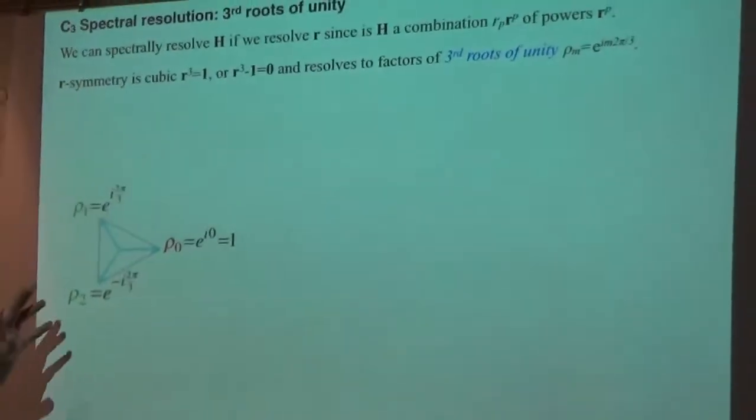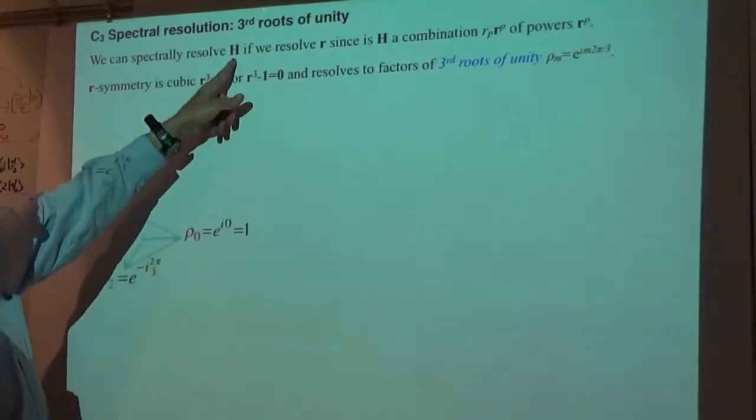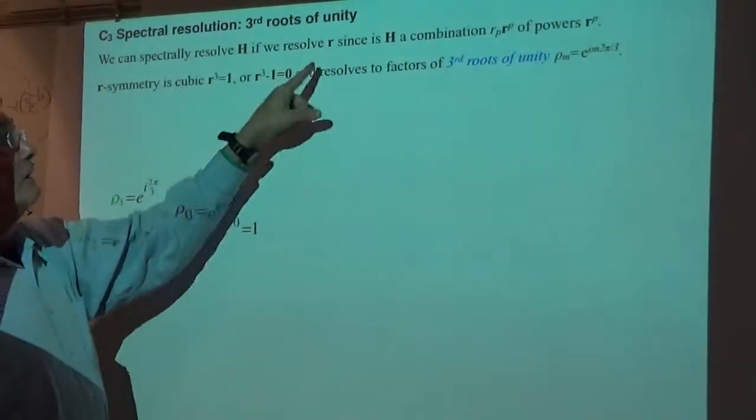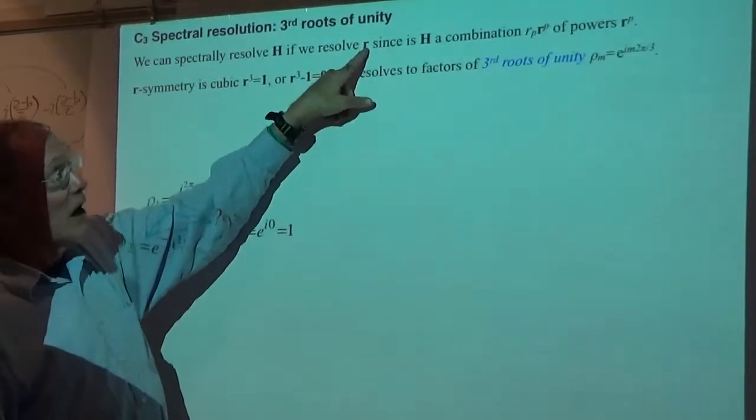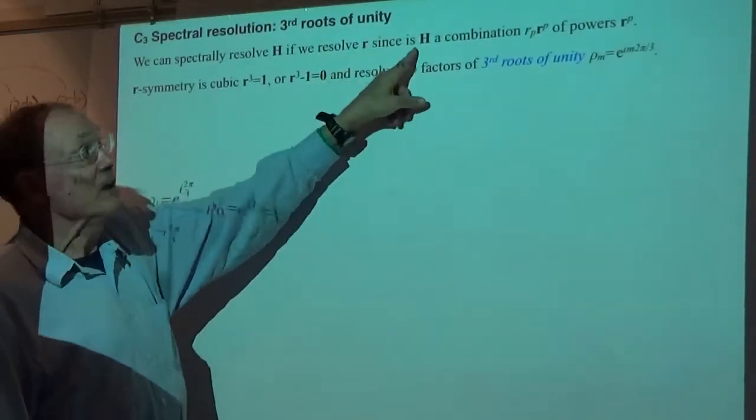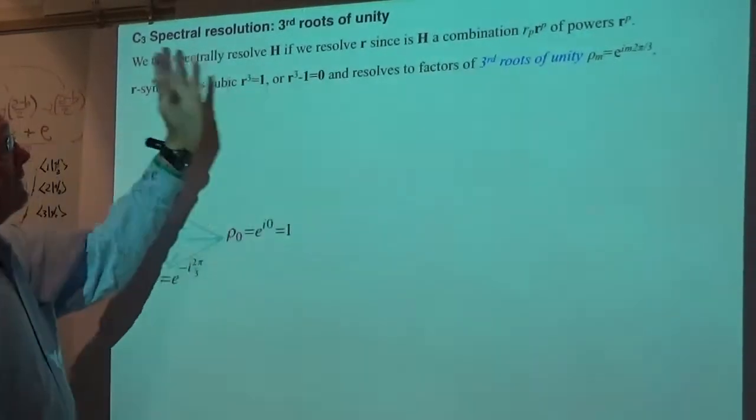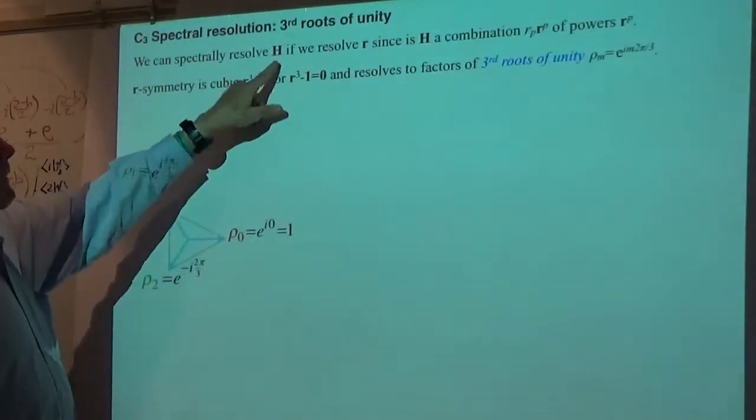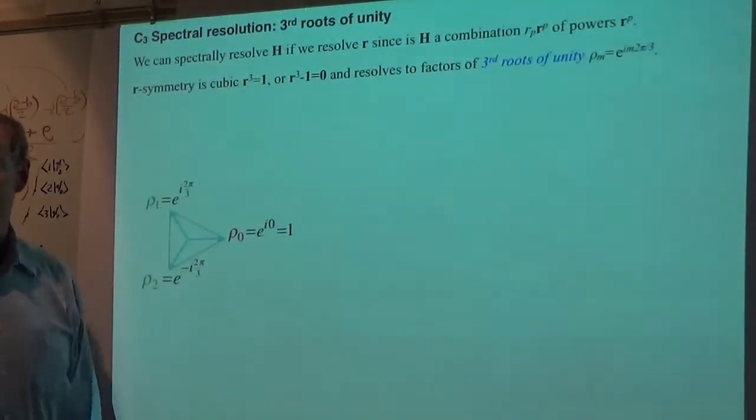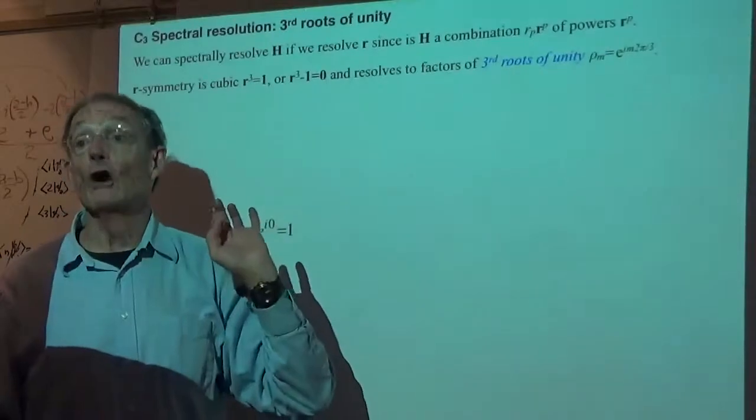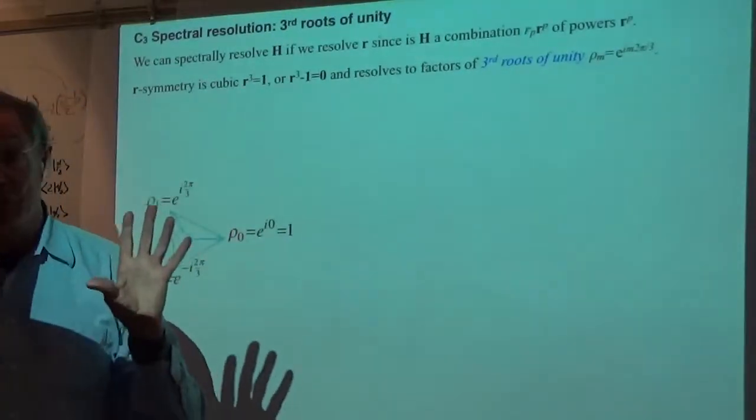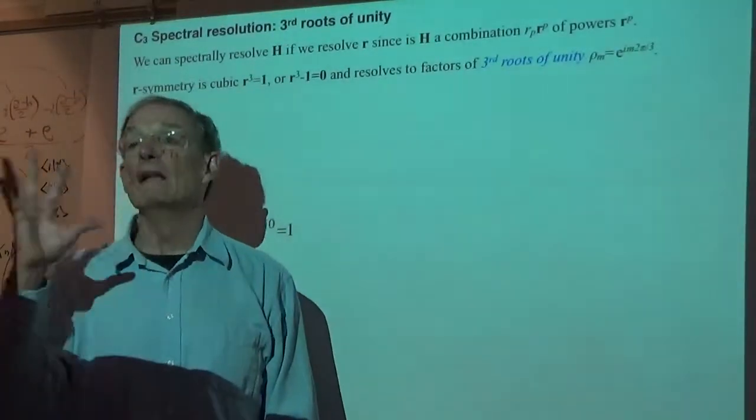Now, here's the deal. This is what makes it powerful. We can spectrally resolve H if we can simply resolve R. That is, if we can find the eigenstates and eigenvalues of R, since H is a combination of powers, we will have solved the eigenvalue problem for H. Which means, if they are operators, then they would commute, right? All of these operators are going to commute, and this is a special kind of group called an abelian group, after Abel.